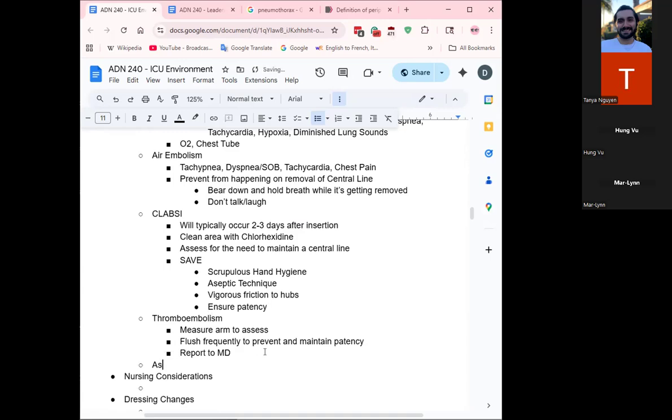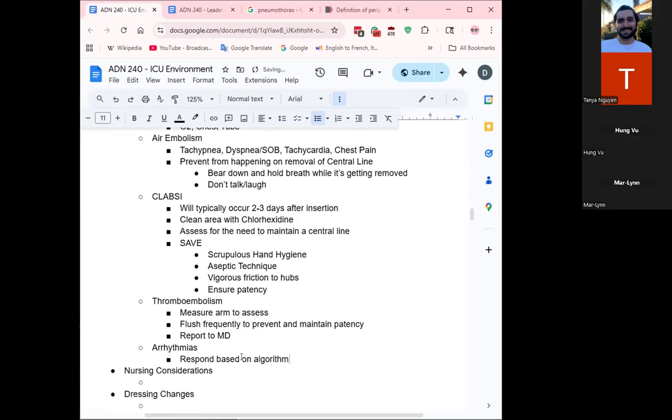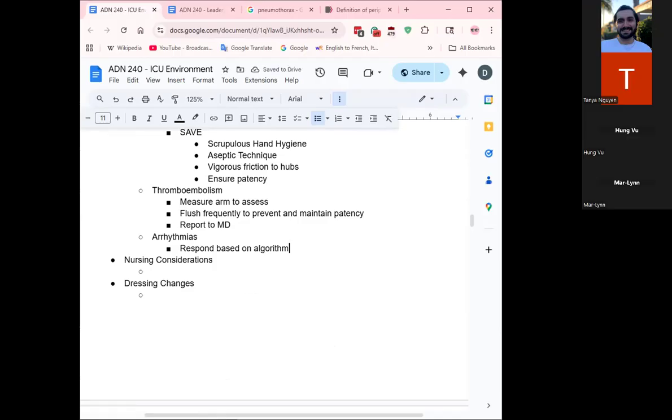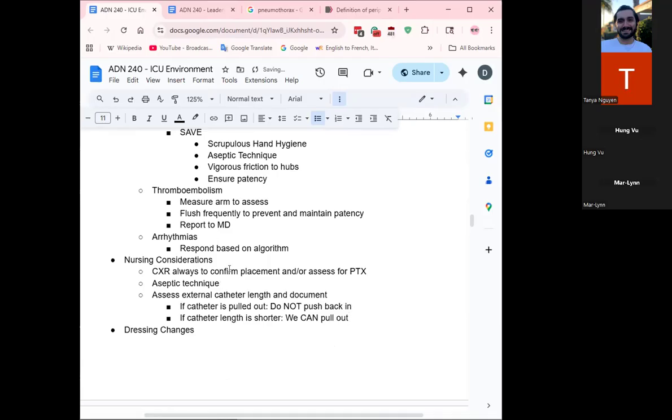Something else that could happen is arrhythmias, because you are putting a line into the heart, and the heart might not take that very well. Then you just respond based on the algorithm and let the doctor know. Some nursing considerations, we basically already talked about all that: confirm placement, aseptic technique, and keep note of that.